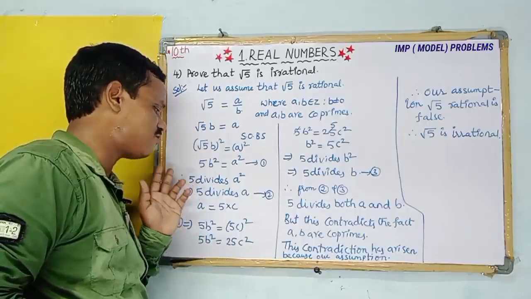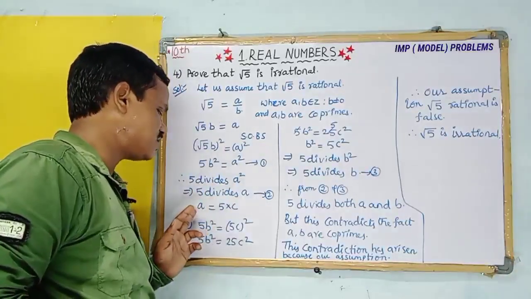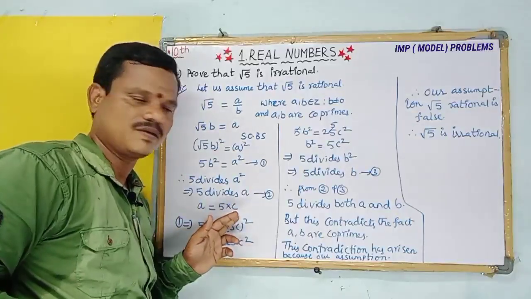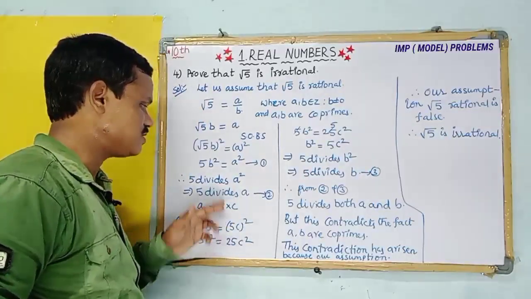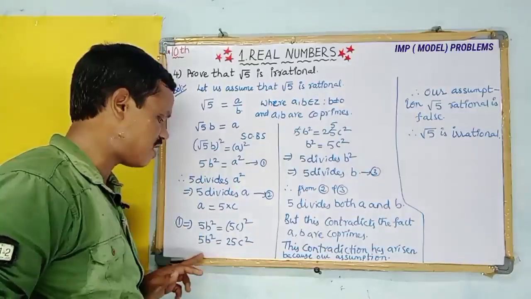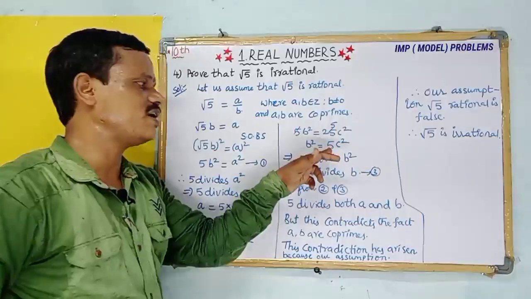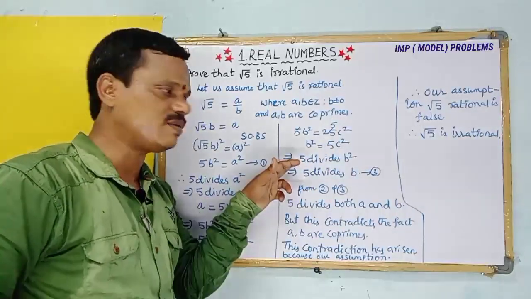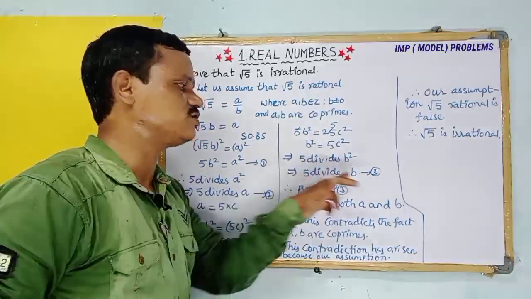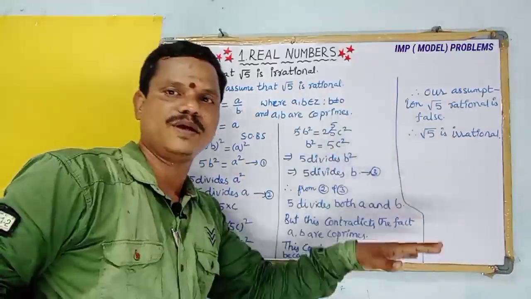5 is a prime number. 5 divides a square implies 5 divides a. 5 divides a means a is equal to 5 into c. So now substitute a is equal to 5c in equation 1. 5b square is equal to 5c square, that is 25c square. 5 ones are 5, 5 fives are 25, so b square is equal to 5c square. Again here 5 divides b square. 5 is a prime number. 5 divides b square implies 5 divides b. Here 5 divides both a and b.